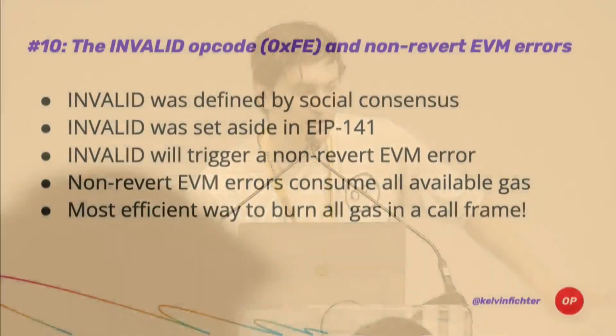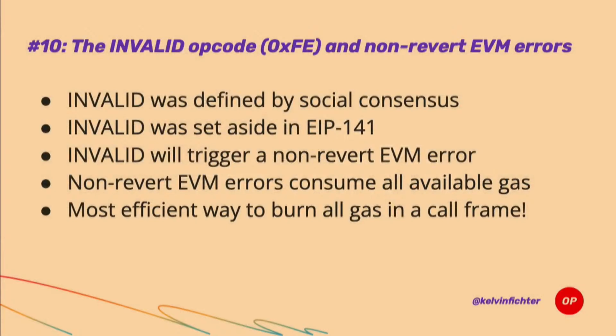INVALID is a really cool opcode because it just reverts, sort of. It does not actually revert. It triggers what we call a non-revert EVM error. What this means is that there's a class of errors that are not reverts that will cause your call to end, and you will lose all of the available gas. An example of this is a stack underflow. Let's say you try to pop a variable off the stack, and there's nothing there. You're going to get an error like this.